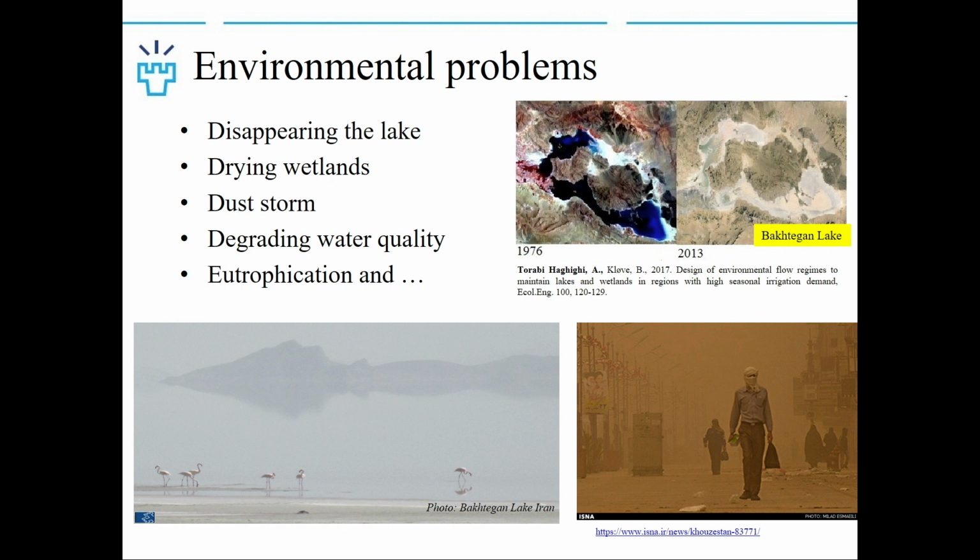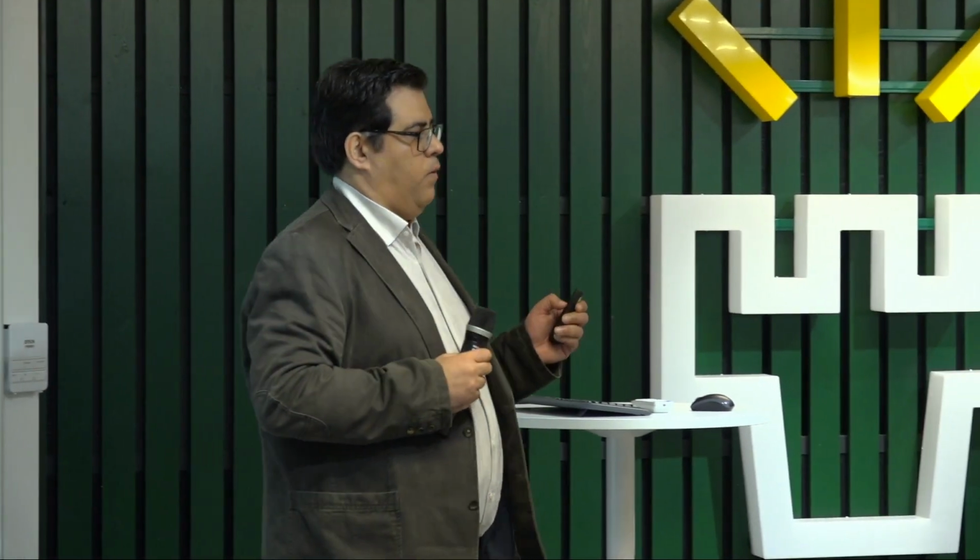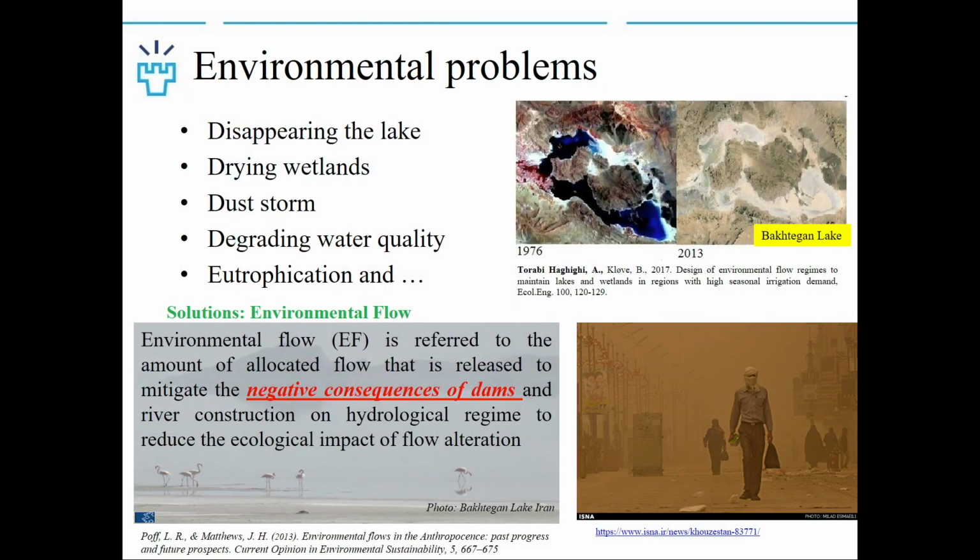And then we have degrading water quality and eutrophication, a major problem in the Baltic Sea. The water could be affected by different climates and make problems. But how about the solution? One solution is what we call environmental flow. We allocate some flow to be released to mitigate the negative consequences of dam construction.